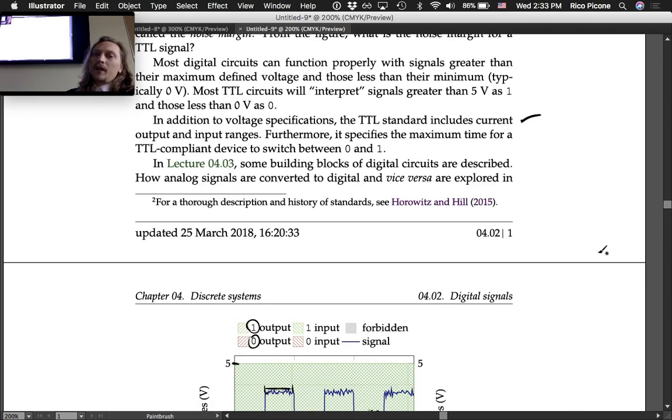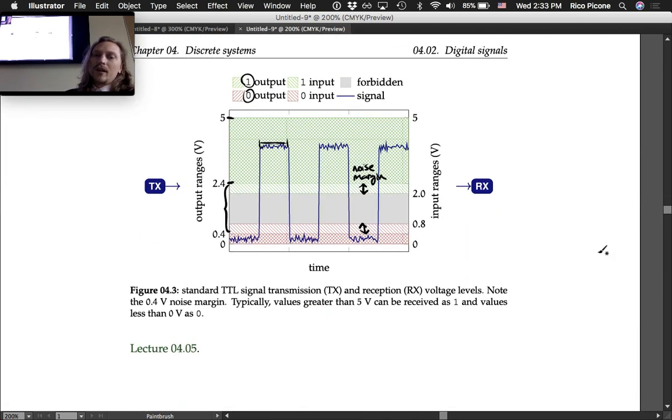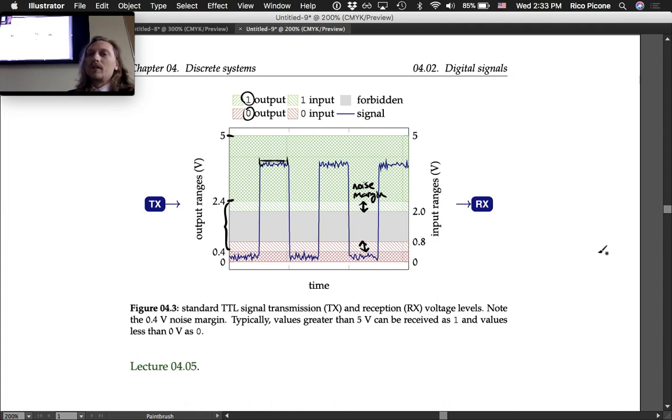In lecture 4.3, the next lecture, some building blocks of digital circuits are described. How analog signals are converted to digital and vice versa are explored in lecture 4.5. So that'll be next week.